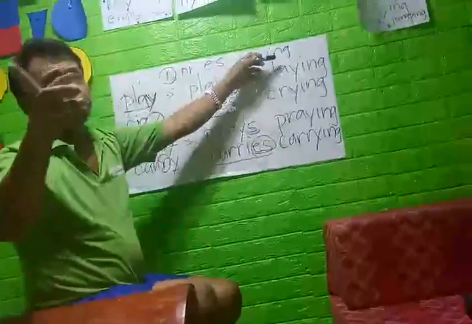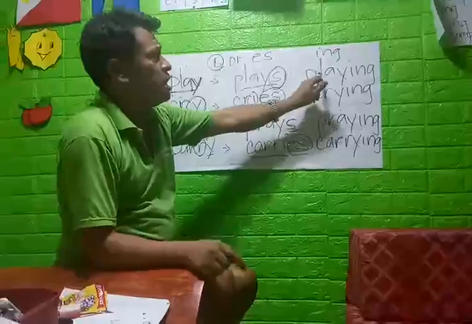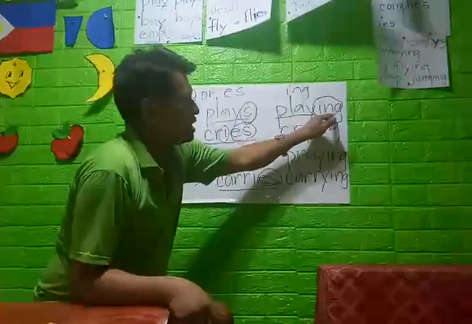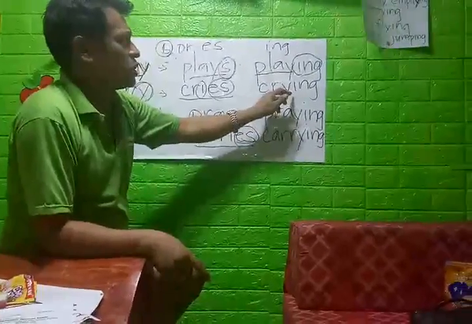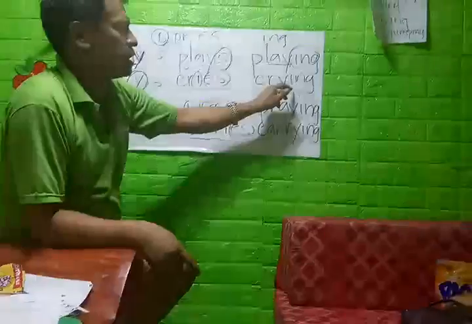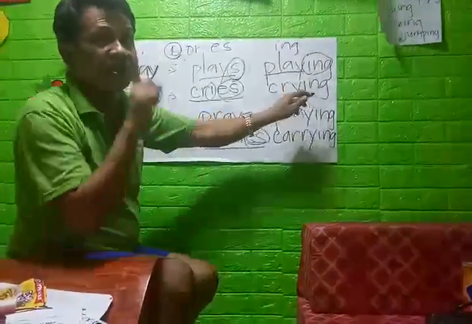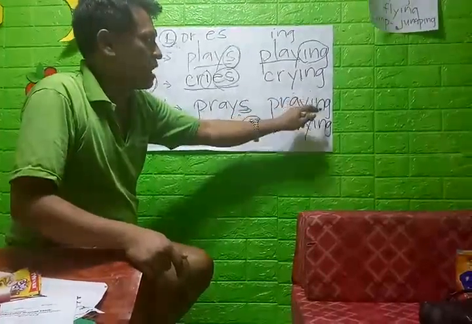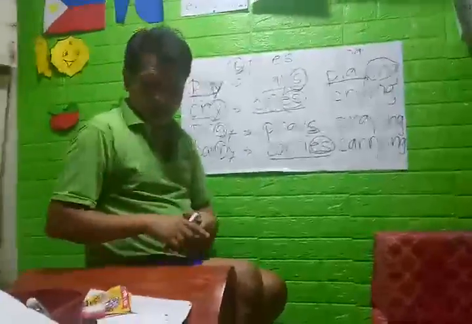Another one, the progressive present tense of the verb, or somewhat called the ing form of the verb, you just have to copy the root word play, then add the ing, so it would become playing. The same with cry. We're not going to change it, but you're just going to add ing. And next is pray. Again, you just have to add ing, and carry, we just have to add the ing of the verb. So that is the progressive present tense of the verb.